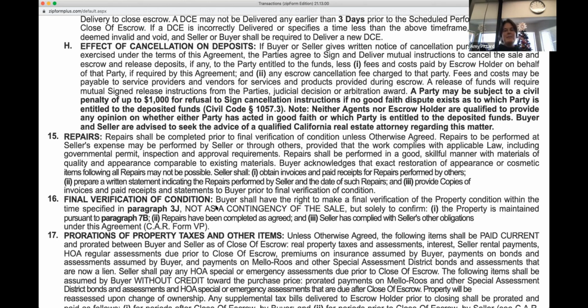Repairs to be performed at seller's expense may be performed by seller or through others, provided that the work complies with applicable law, including governmental permit, inspection, and approval requirements. Repairs shall be performed in a good, skillful manner with materials of quality and appearance comparable to existing materials. Buyer acknowledges that exact restoration of appearance or cosmetic items following all repairs may not be possible. Sellers shall obtain invoices and paid receipts for repairs performed by others, or prepare a written statement indicating the repairs performed by seller and the date of such repairs, and provide copies of invoices and paid receipts and statements to the buyer prior to the final verification of condition.